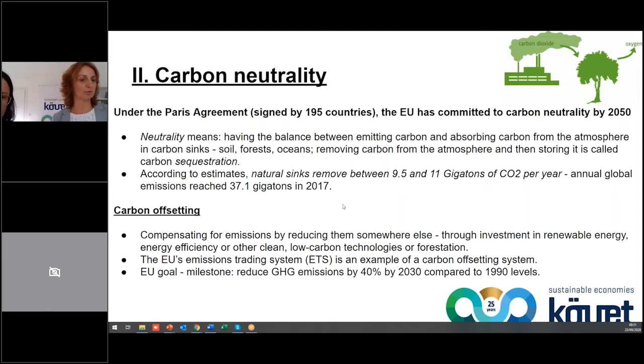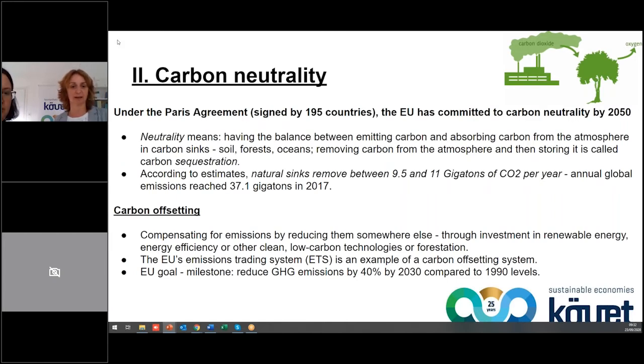And then we would like to tell you some words about carbon neutrality. Under the Paris Agreement, which was signed by 195 countries, it's stated that carbon neutrality is a global goal of these countries, and the EU has committed to this carbon neutrality within the Green Deal at the end of last year. Carbon neutrality is the goal of the European Union by 2050.